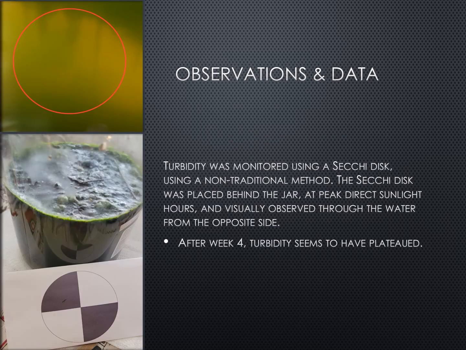Observations and data continued. The turbidity was monitored using a Secchi disc using a non-traditional method. The Secchi disc was placed behind the jar at peak direct sunlight hours and visually observed through the water from the opposite side. Here's a picture after week 4 where the turbidity seems to have plateaued, and we can barely see the outline of the Secchi disk circled above.